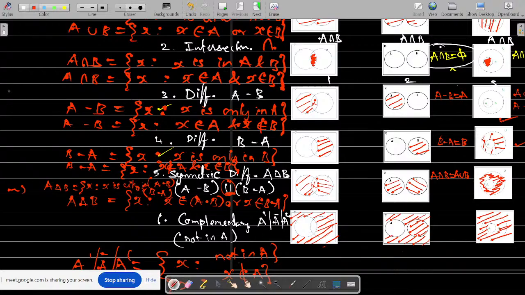I request you to make a note on the same page, a single page, because it's very, very important. We'll be highlighting it in future.